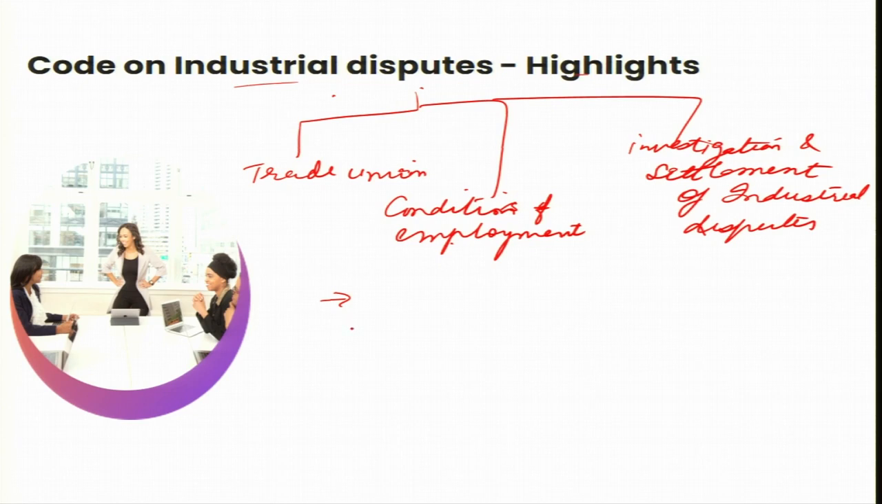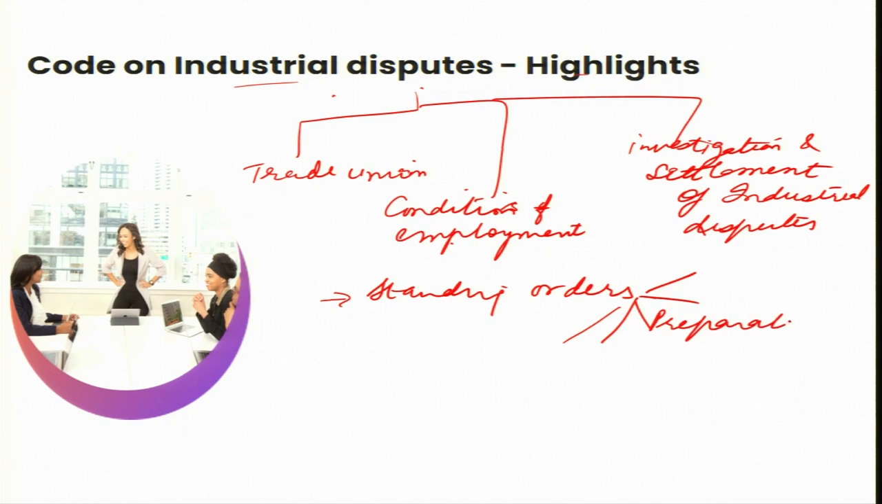Then there is a chapter particularly related to standing orders, which relates to the making of standing orders by the state government and central government, and preparation of drafts, standing orders, notice of change. There are chapters related to mechanisms for prohibition of industrial disputes. There are mechanisms related to resolution of industrial disputes also, related to conciliation officers. Then industrial tribunals and also disqualifications, etc.